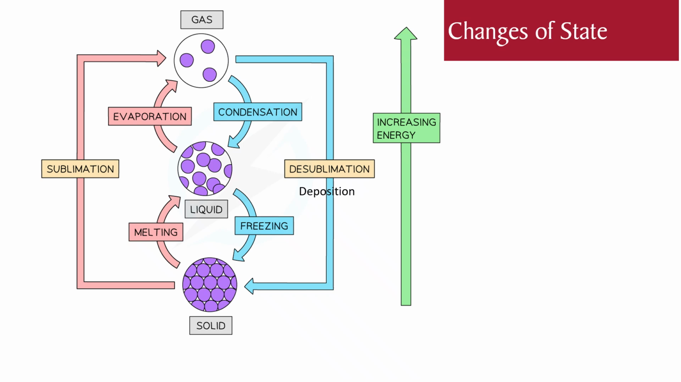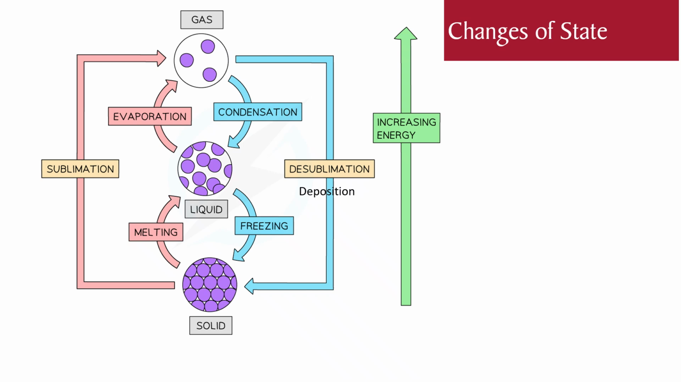This is the changes of state diagram. What you need to do is replicate this onto a piece of paper. If you look at the bottom, it says solid. That's where all the particles are squished together. In the middle, you've got your liquid, where there's a bit of a gap. And at the top, you've got 3 purple blobs, and those 3 purple blobs represent the gas.